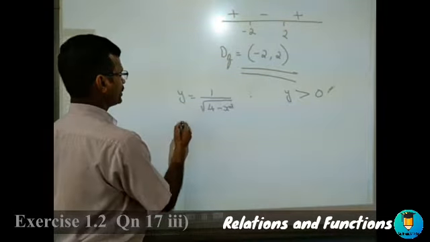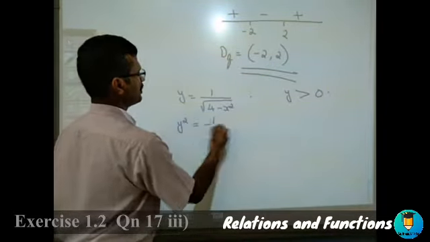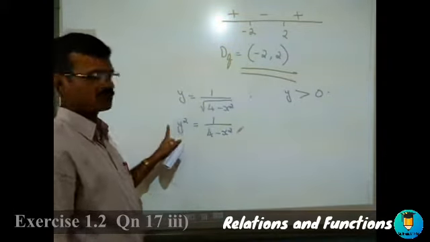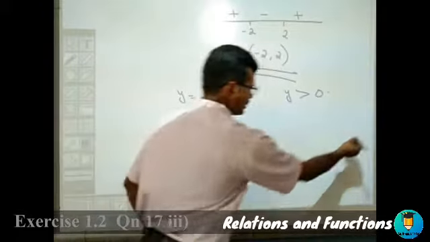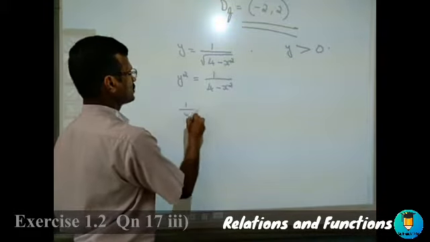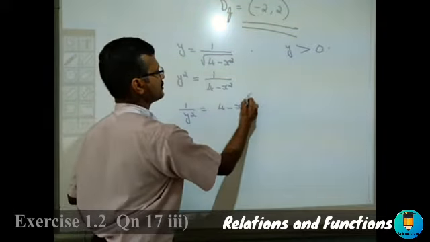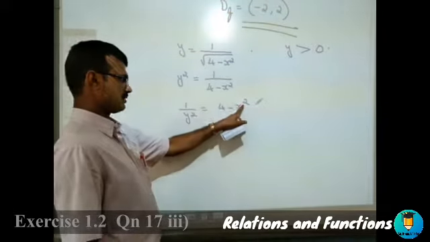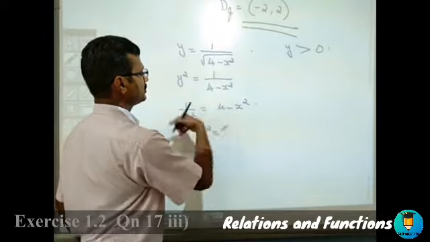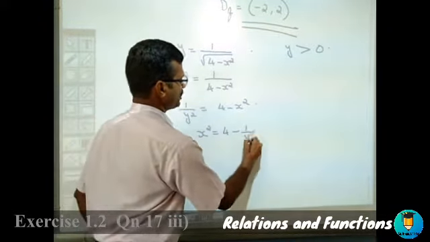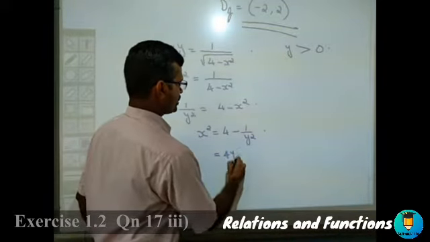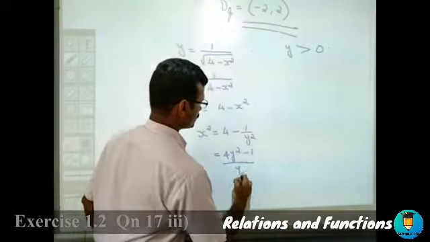Now I am simplifying it. This is y square is equal to 1 divided by 4 minus x square. I have done squaring on both the sides. I am taking the reciprocal. So 1 by y square is equal to 4 minus x square. From this I am making x square the subject. x square is equal to 4 minus 1 by y square. This can be written as (4y square minus 1) by y square.